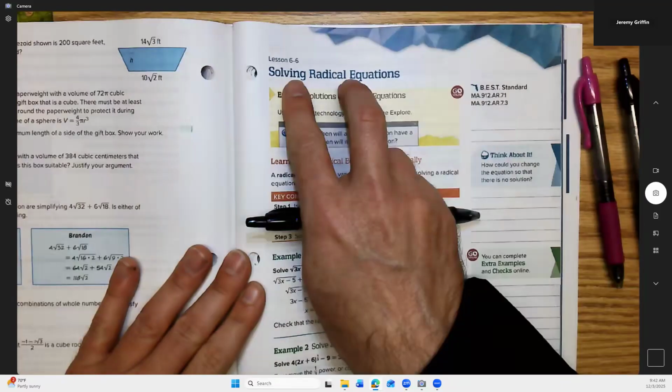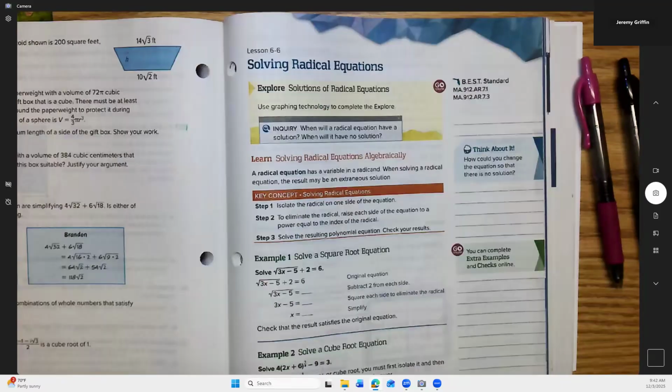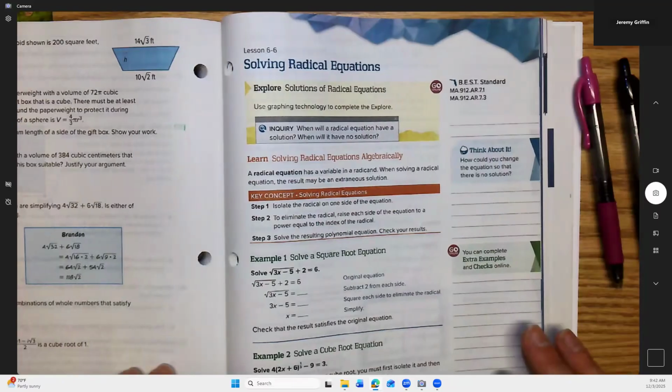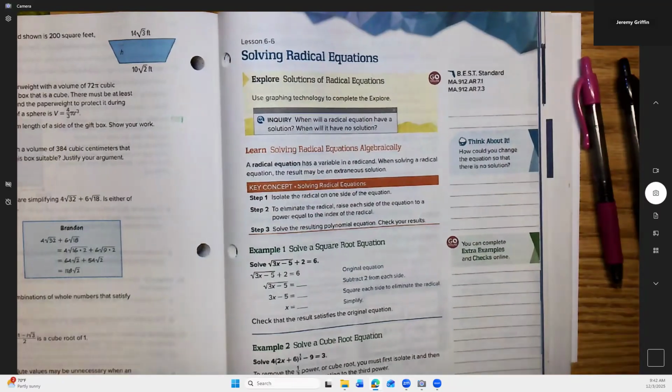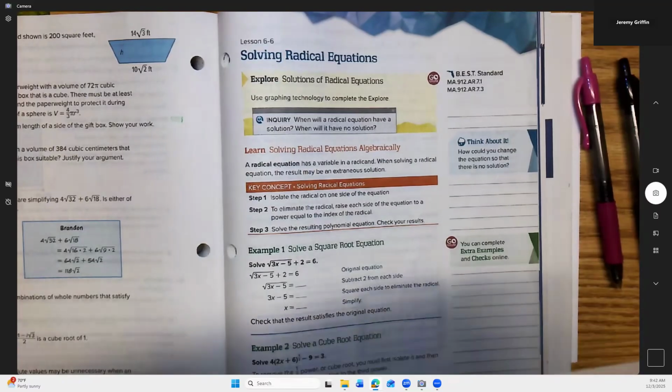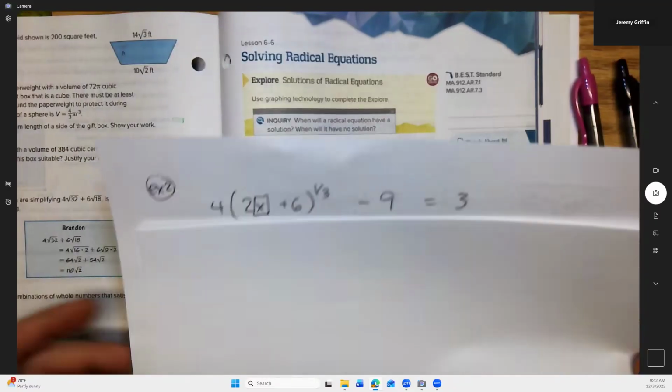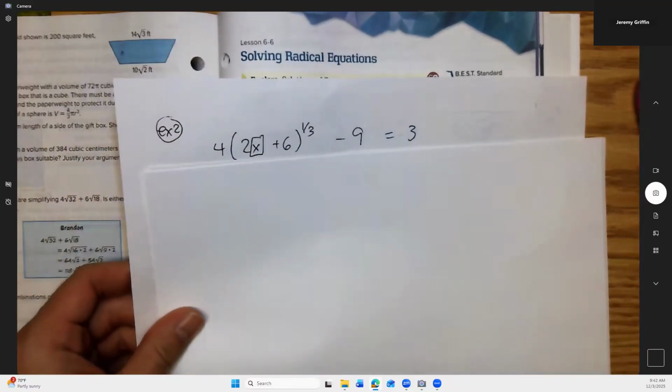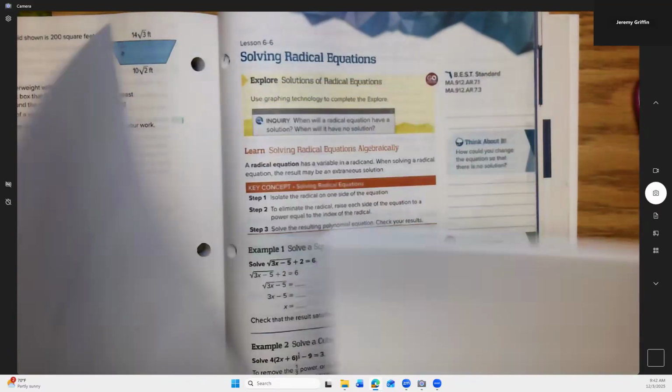Okay, so 6.6, solving radical equations. Actually, I don't think there's anything incredibly new in this section that you wouldn't have learned already in Algebra 1. So I'll go over a few examples with you guys. I think 3 key examples, and then from there, I think you could mostly get these. Of course, I have a longer full video if you want to see many, many more examples. So, let's start with this one.